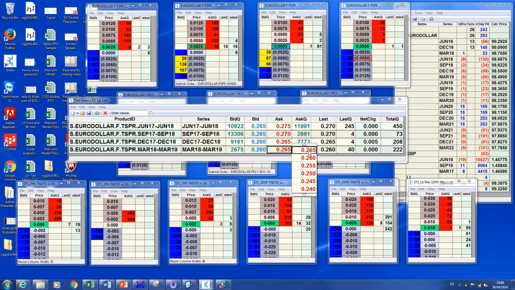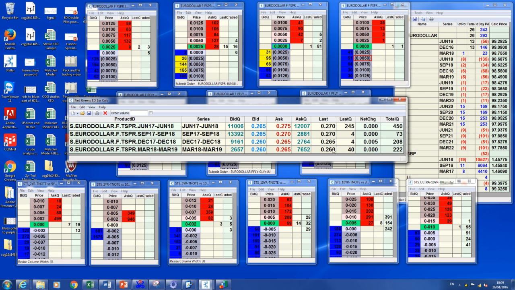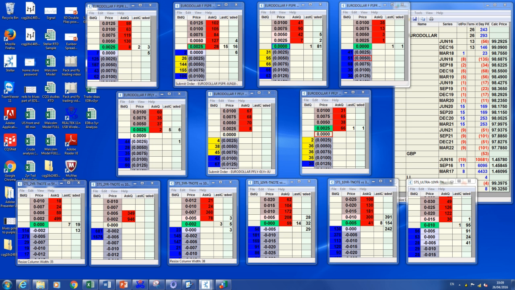If this goes up and that stays the same, if this steepens up by half a tick to trade 26.5s, while this price stays the same, yes, you could get given 26.5s on the bid, but it's highly unlikely.